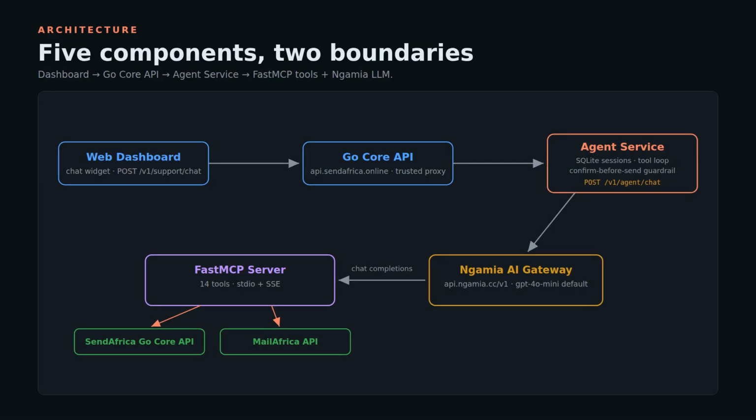Here's the architecture, top to bottom. The dashboard chat widget posts to the SendAfrica Go Core API, which proxies the request to the agent service over a private, trusted connection. The agent service loads session history from SQLite, then runs a tool calling loop against the NAMIA LLM gateway, an OpenAI-compatible endpoint that defaults to GPT-4o Mini. Tools execute through a fast MCP server, which calls the SendAfrica and Mail Africa APIs upstream.